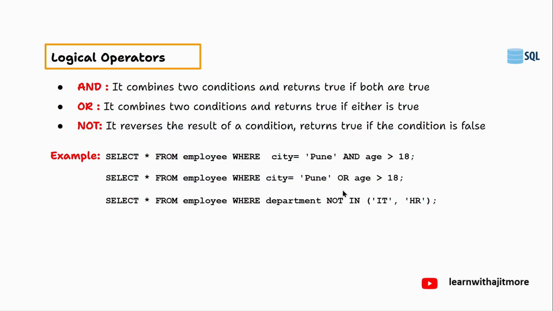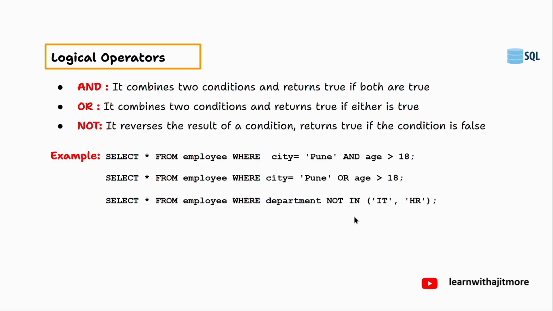Then not, you can use. In this, it will display all the employees whose department is not in this list. Here I am using not operator. Not means complement. Means if the department is IT or HR, then not is false. But if that employee's department is other than IT, HR, it is false. False, not is true. Get it? So this way you can build conditions with and, or.